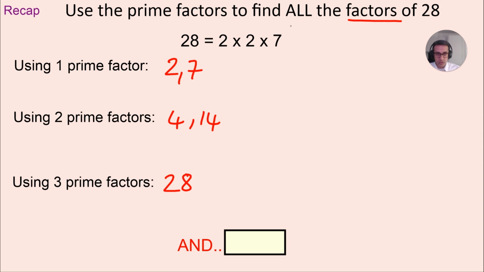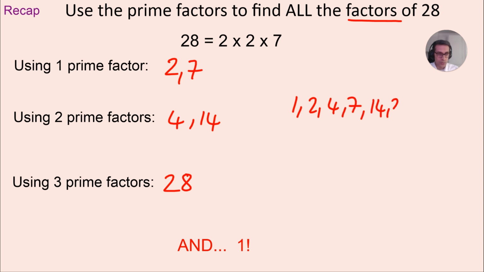Now we just need to remember there's one missing that we need to always put down as a factor, which you won't find through this method, and that is the 1. Don't forget the 1. So we just need to make an actual list here. 1, 2, 4, 7, 14, 28. Now this method, you may not need it for such a small number like 28, but it becomes useful when you look at much bigger numbers.